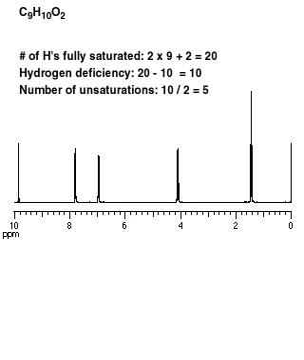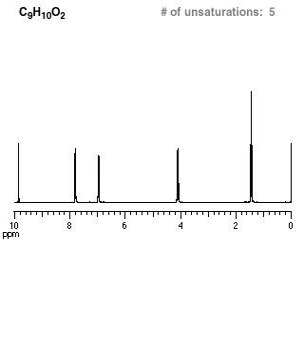From the molecular formula, we calculate that the molecule contains 5 unsaturations. Five signals are present in the NMR spectrum, indicating 5 sets of equivalent hydrogens in the molecule.